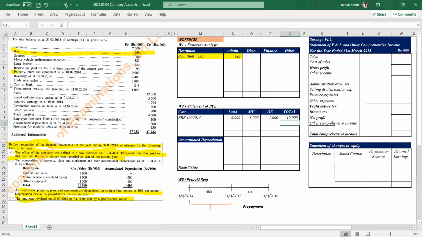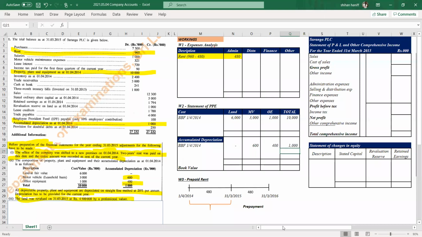So that is the amount given in the trial balance as property, plant and equipment. Then the accumulated depreciation, you can see it is 1,000. 1,000 means 600 plus 400. So that also we will take into the statement of PPE. Balance brought forward 1st of April 2014. No depreciation for land. Motor vehicle 600. Office equipment 400. Total 1,000.